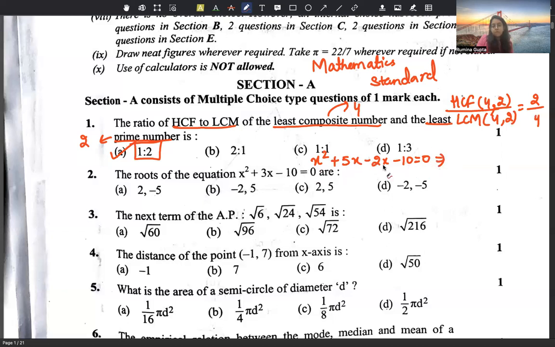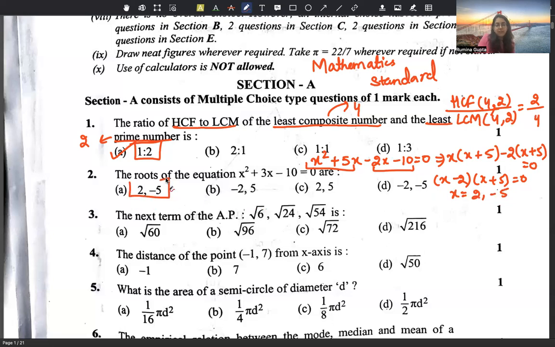Now let's take common from these two and then from these two. Take x common, we are left with x plus 5, and then take minus 2 common, we are left with x plus 5. That equals 0, obviously. So that is x minus 2 into x plus 5 equals 0. And now from here, every child can easily obtain the value of x. So from here, I get x equals 2 and minus 5. So your option number A is absolutely correct. It was also a very simple question to answer.